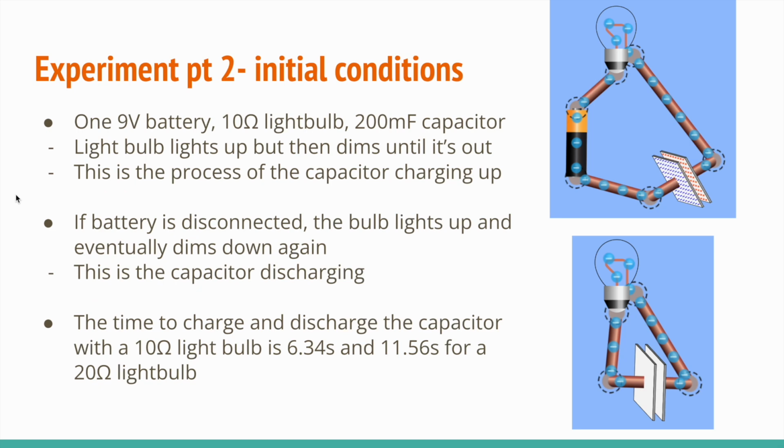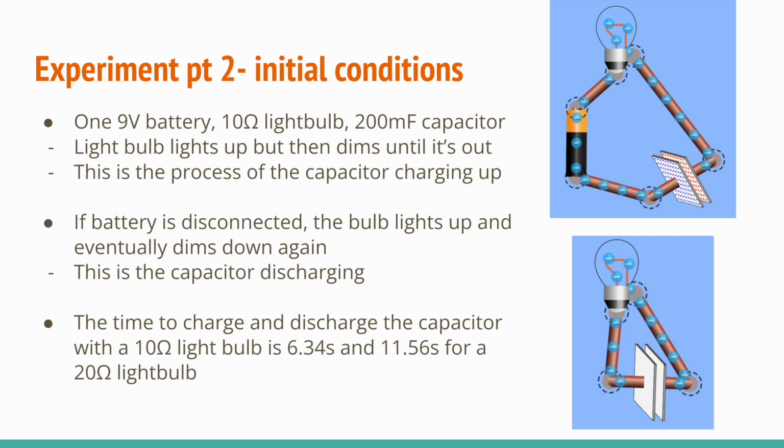Part 2 of this experiment is set up differently than part 1. There's only one battery and it's 9 volts. There's a 10 ohm light bulb and a 200 millifarad capacitor. When this circuit is all connected up, the light bulb lights up but then dims out until it's out of light. This is the process of the capacitor charging up. When the battery is disconnected and the circuit is reconnected without the battery, the bulb lights up and eventually dims down again. This is the capacitor discharging.